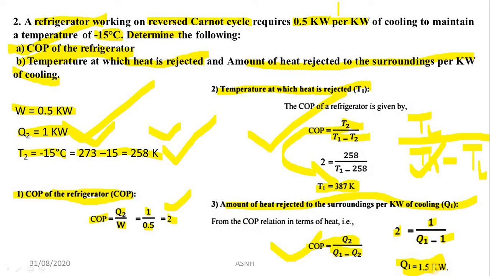So in this way we calculate the COP of the refrigerator. Here we calculate the actual COP. In the second part we calculate the temperature at which heat is rejected with the help of the Carnot COP, and in the third case the amount of heat rejected to the surrounding per kilowatt of cooling. Also we can use the formula of the Carnot COP on the basis of heat, and we get the answer. So students, in this way we can solve simple numericals related to the heat pump, refrigerator and air conditioning.